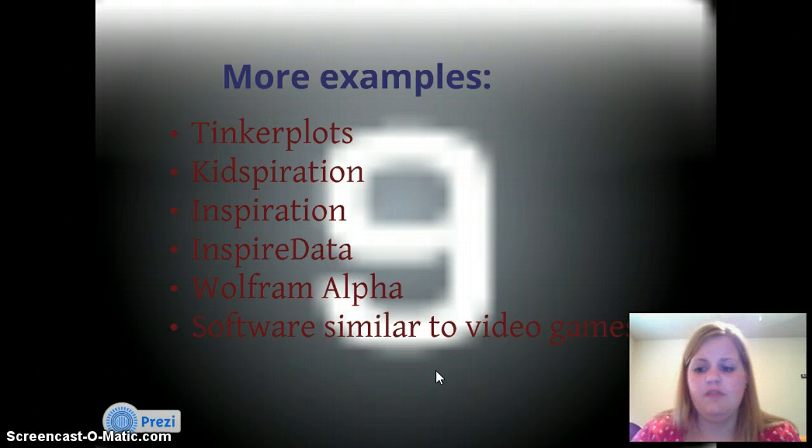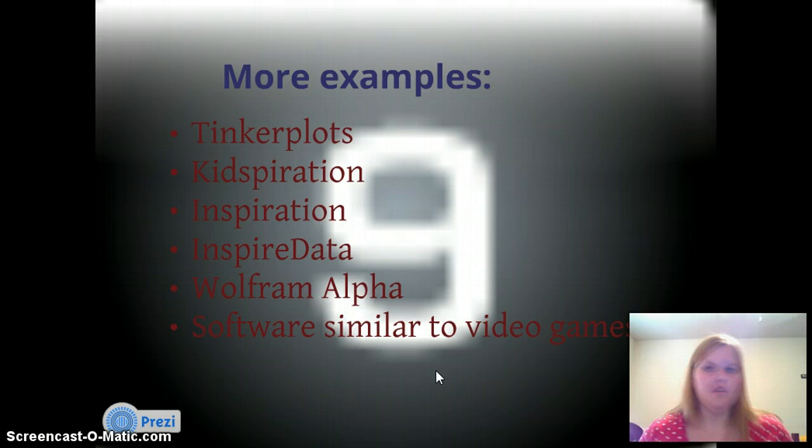Technology that would fall under motivating, skill building, and practice would be software similar to video games, because we know everybody loves video games. If the technology requires them to secretly learn, hidden learning in the game, and as they progress they get rewarded because they beat a level, then they get to the next level and it gets harder, just like video games.